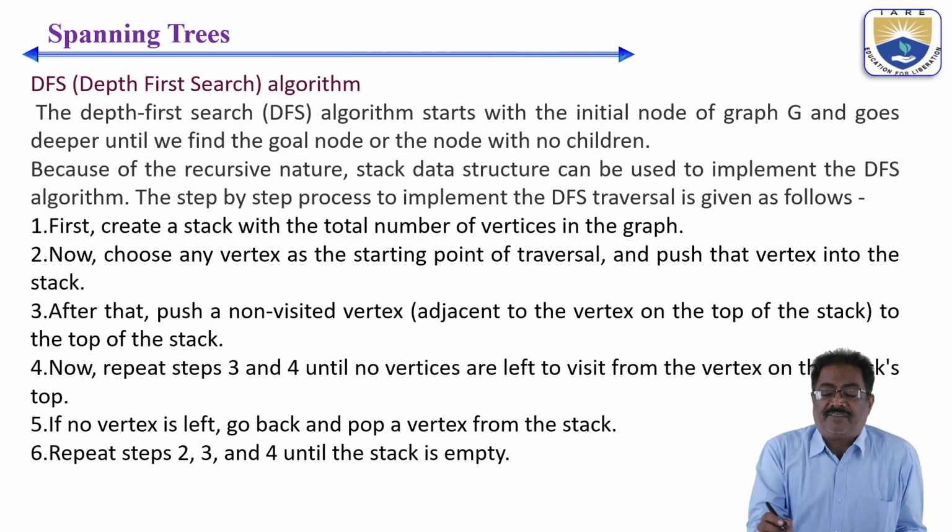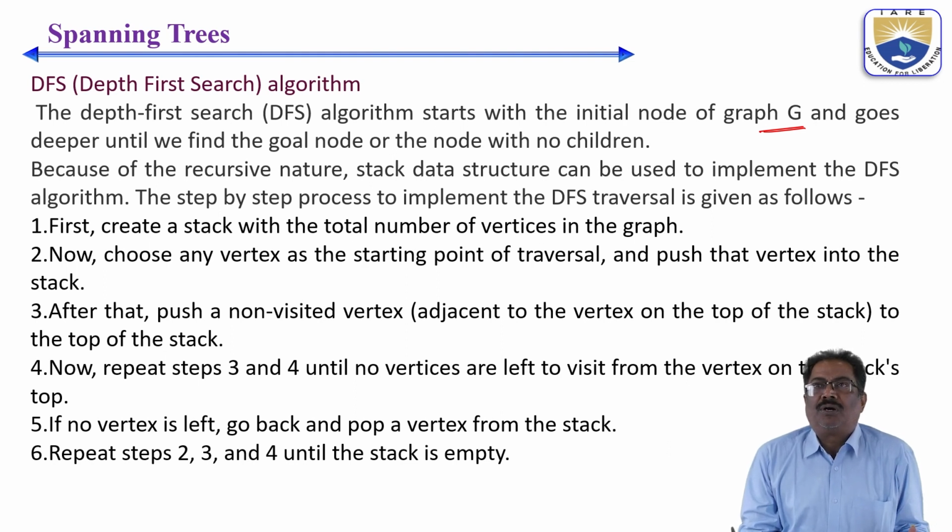So the given graph, let us consider it as G, and it goes deeper until we find the goal node or the node with no children. So we are just moving deeper from where we start. From there, if there is no child, then we will backtrack and perform this operation. Now we are going to know what the algorithm is, and how it traverses from one node to another node.